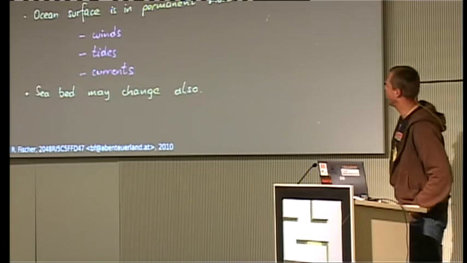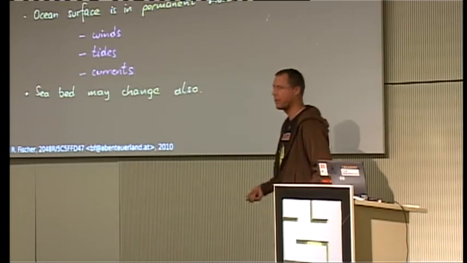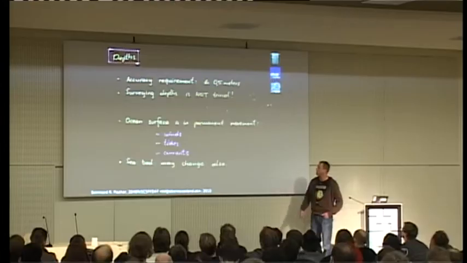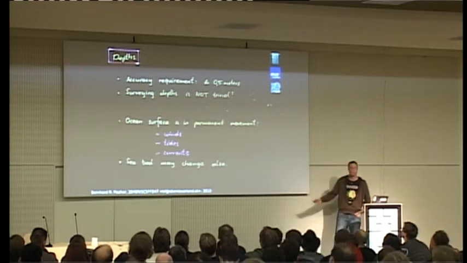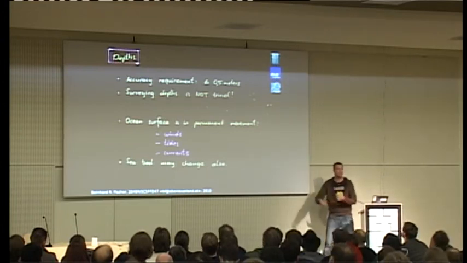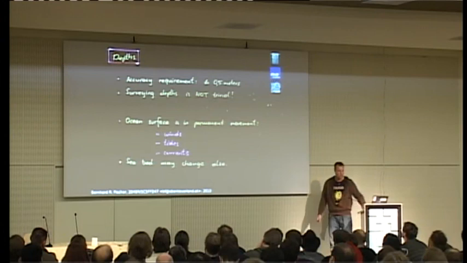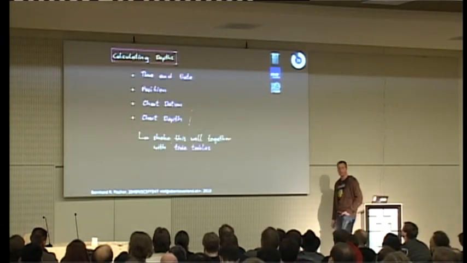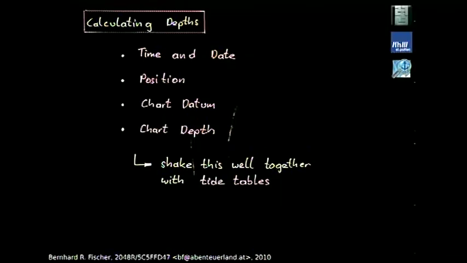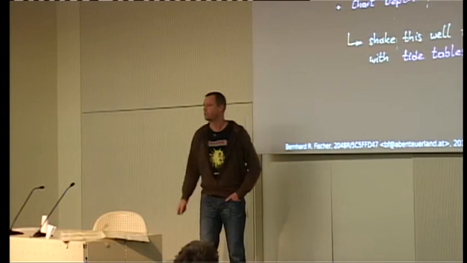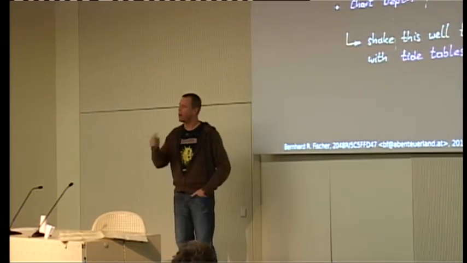The ocean surface is in permanent movement. We know this. We have winds, tides, currents, and also the seabed may change because of currents and the permanent movement going on there. So that's difficult. How do we actually calculate the depth? If we look at this chart, it says it's something like 60 meters. But is it really 60 meters there? How do we correct this?